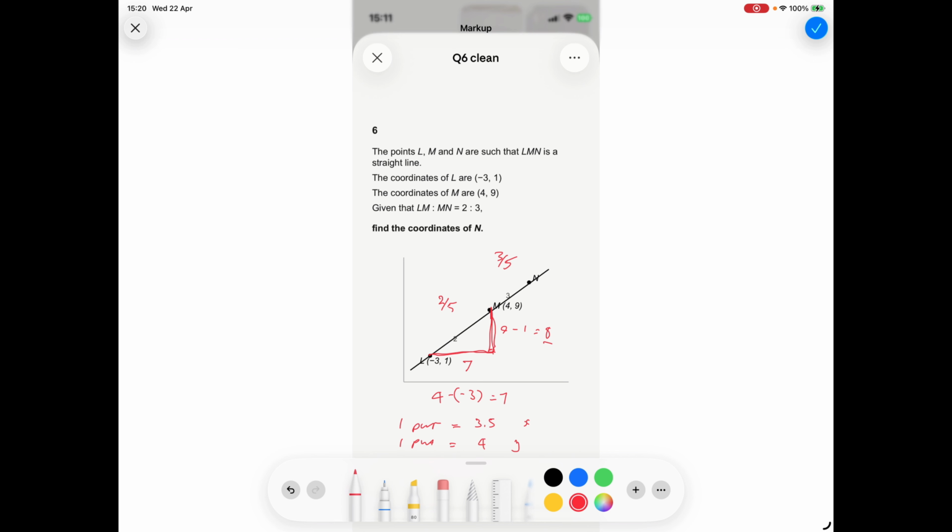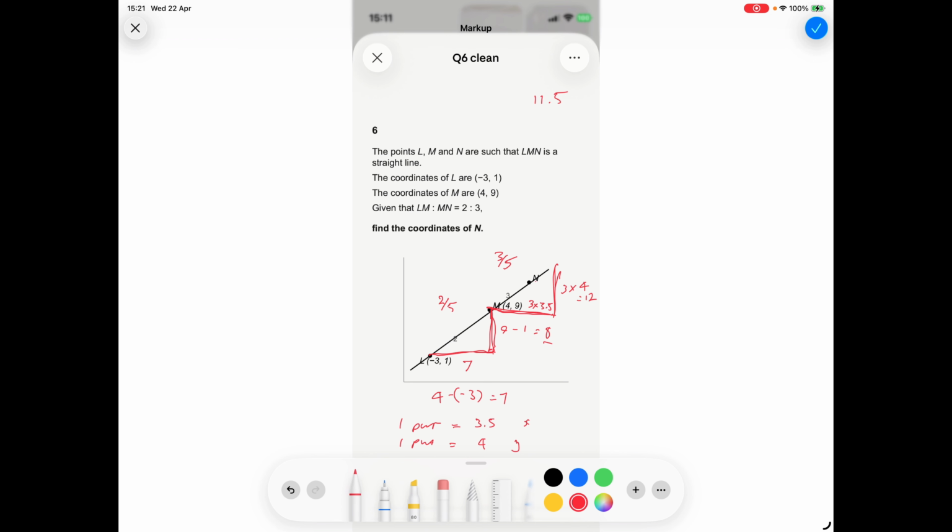So now we've got to go 3 parts along this way. So 3 parts for X is 3 times 3.5, and then we've got to go up 3 parts to get to N, which is 3 times 4. So 3 times 3.5 is 11.5, or 9 plus 1.5. So that's 11.5, and 3 times 4 is 12.